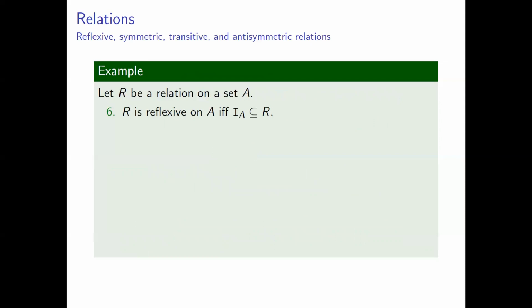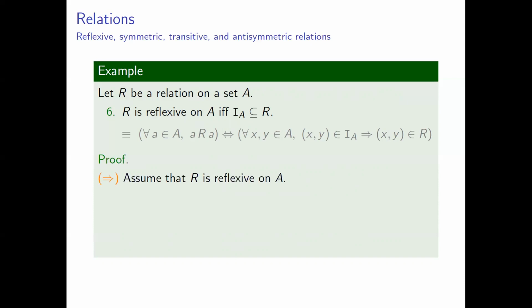Let A be a set and let R be a relation on A. Then R is reflexive on A if and only if the identity relation on A is a subset of R. This is equivalent to the statement: for any element small a in the set A, a is related to itself under R, if and only if for any elements X and Y in A, if (X, Y) is an element of the identity relation on A, then (X, Y) is an element of R.